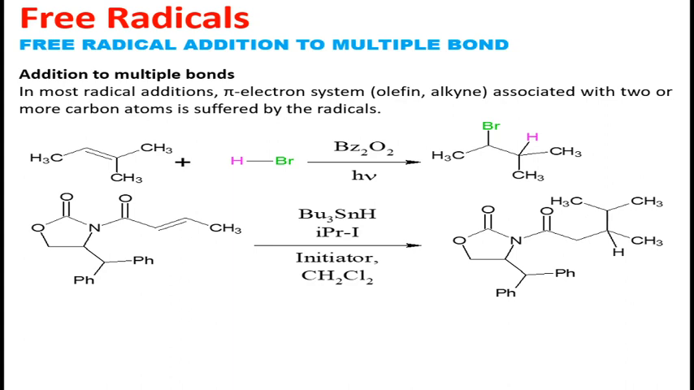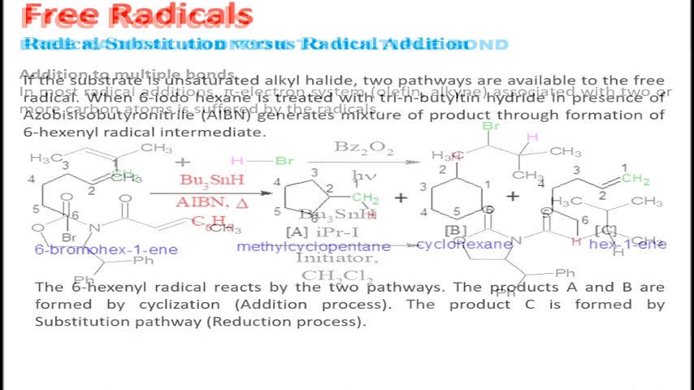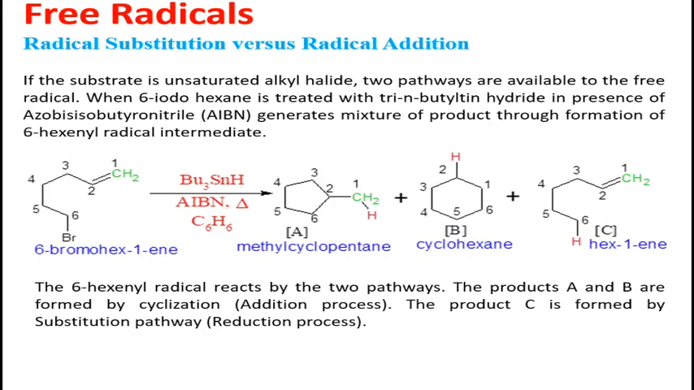Now we have to study one more point: radical substitution versus radical addition. Means in this point we have to study that once a free radical is generated in the reaction, how it will behave or how it will react. It reacts by two different pathways. We will study this with the help of the following reaction.